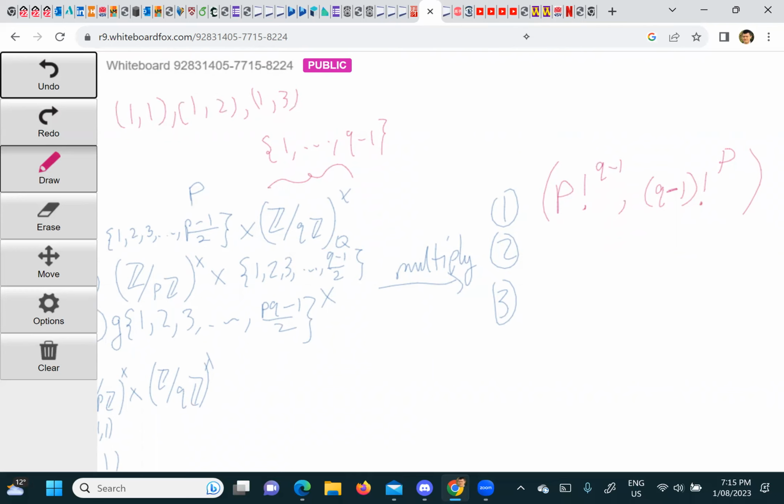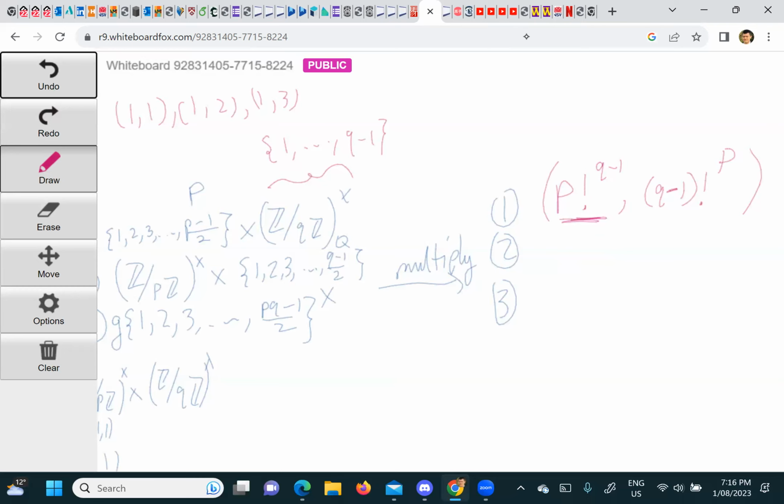For the first entry here, you're just timesing all these 1 to p minus 1 on 2's together. That's where you get the factorial. And there's q minus 1 of them, but they're paired with lots of different things, so they're going to keep timesing. This makes sense. So if you understood that, then the number 2 is exactly the same thing.